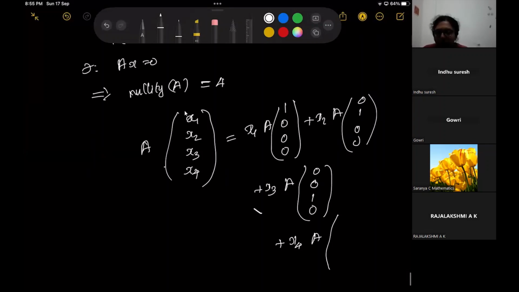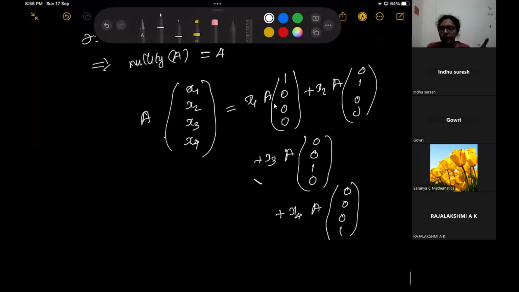Okay, so I'm taking any vector from R4. I can write it like this, x1 into, I'm just writing it using the linearity property. Now if each of these Ax equals 0, and these 4 are linearly independent, finally we will get this equal to 0. Now if we have 4 linearly independent eigenvectors.